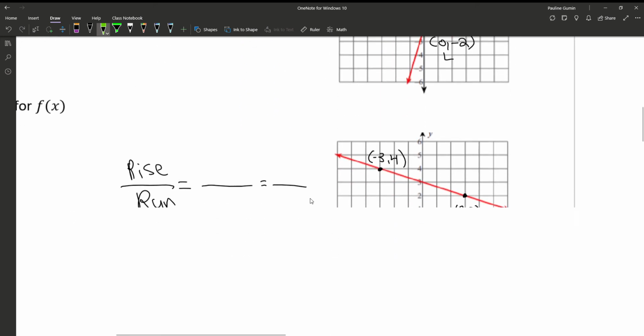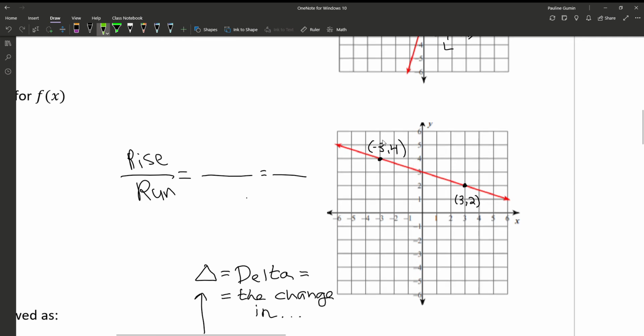Let's try another one. Okay, so this is my leftmost point. This is my rightmost. Okay, my rise. Well, to go from my left point to the right point, it looks like I'm going downwards. And it's down 2, so it's going to be -2 for my rise. Then I move over 1, 2, 3, 4, 5, 6 spaces to the right. And I can reduce that to -1/3.